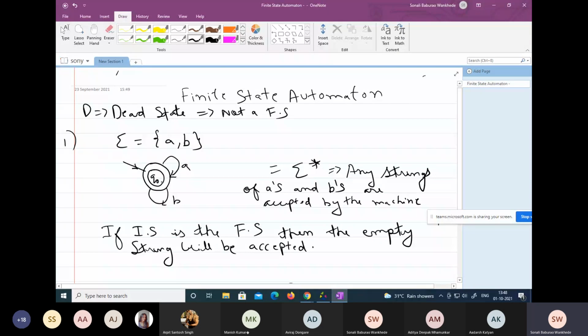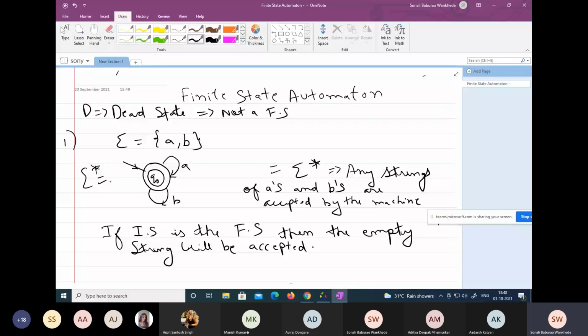This is nothing but sigma star, which is any set of strings of A's and B's. Means it can be any occurrences of A's and B's. So any sets of A's and B's are accepted by the machine here, and it is shown by sigma star. And what was the formal definition of sigma star? It was the set of all strings present over a language.